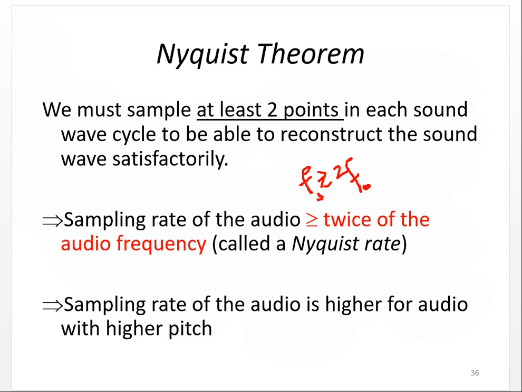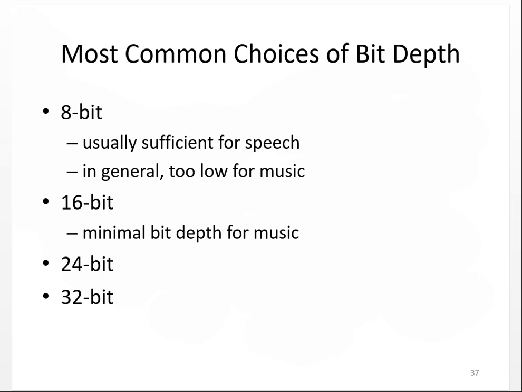The sampling rate of the audio is higher for audio with a higher pitch, because when the pitch is higher, the frequency is higher. So this is about the Nyquist theorem. Now the most common choices of bit depth: you can use 8-bit, which is usually sufficient for speech but in general too low for music. 16-bit is the minimal bit depth for music, and 24 or 32-bit are also possible. So these are the most common choices used for bit depth.